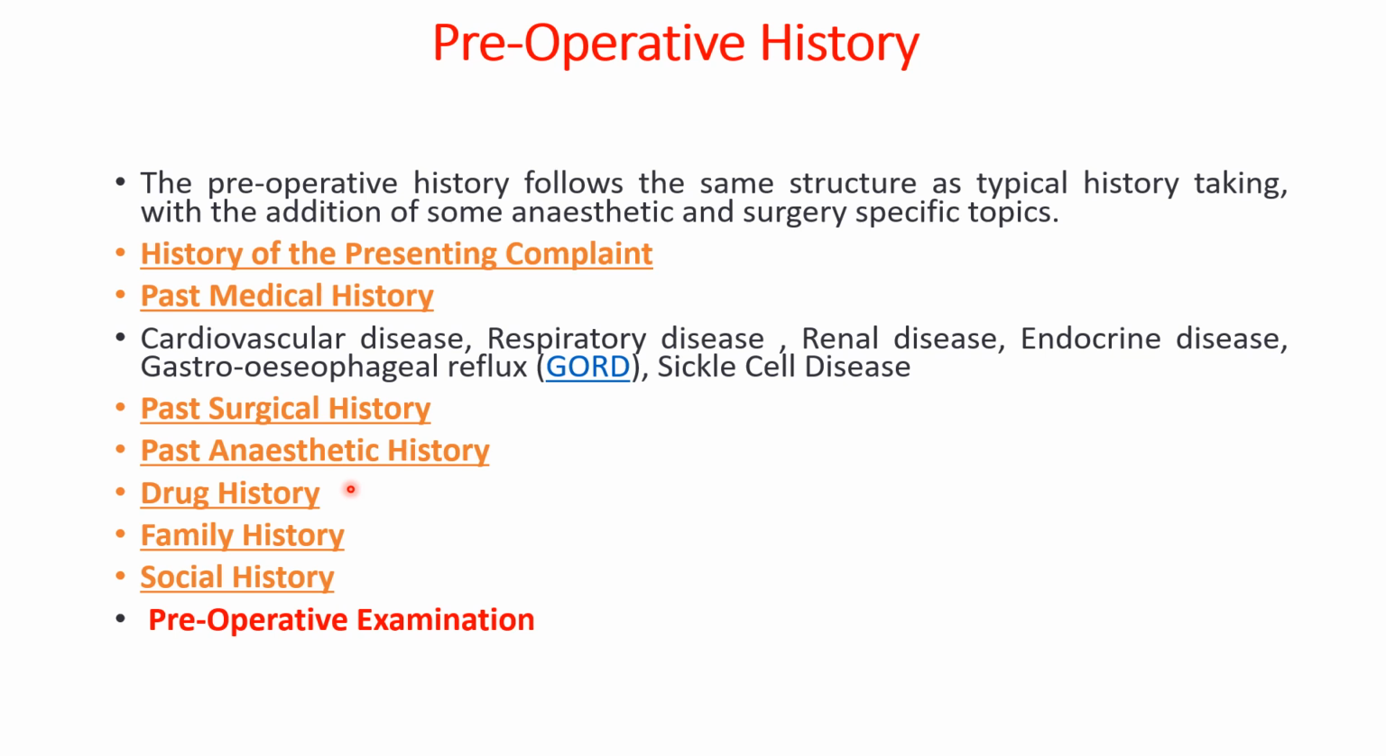The next aspect is family history. Do we have hereditary conditions? These conditions may relate to anesthesia and may be extremely rare, for example malignant hyperthermia. The next is social history. Does your patient smoke? Does your patient take alcohol or use recreational drugs?